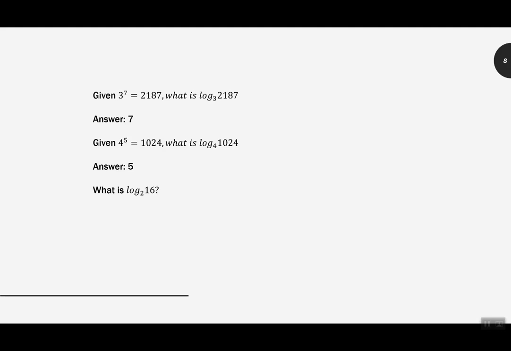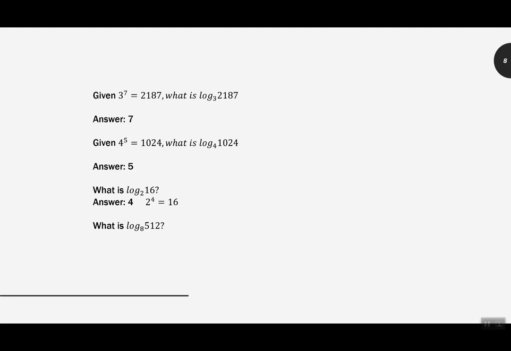So let's try again. What is the log base 2 of 16? So think in your head, what power of 2 is 16? Of course, you don't have to just think in your head. You can use your calculator too, push some buttons, and hopefully you get to 2 to the 4th is 16. So that means the log base 2 of 16 is 4.